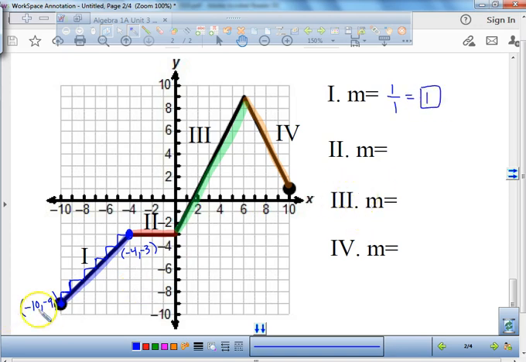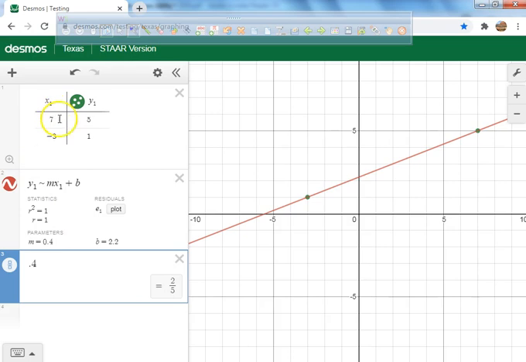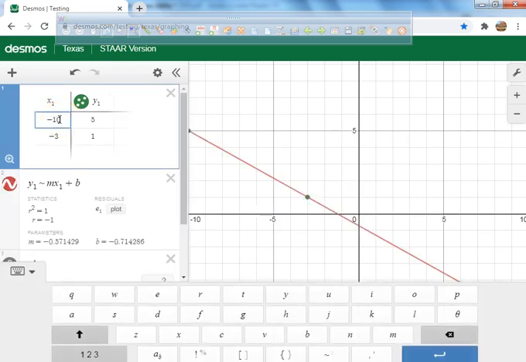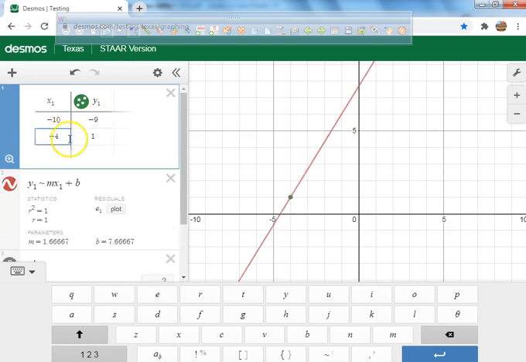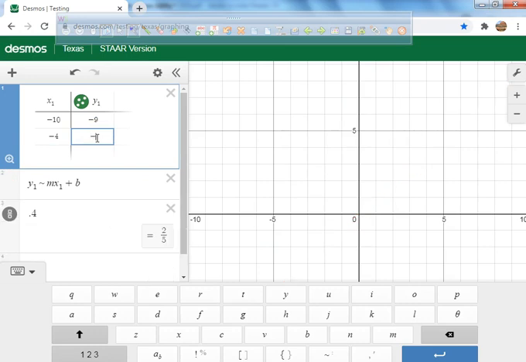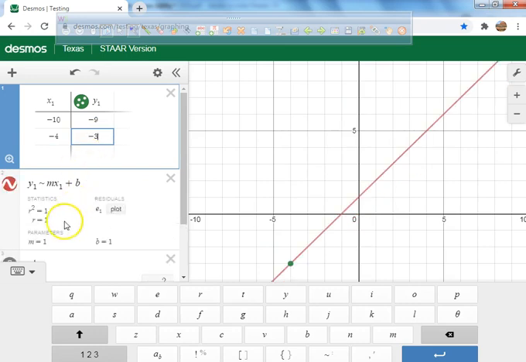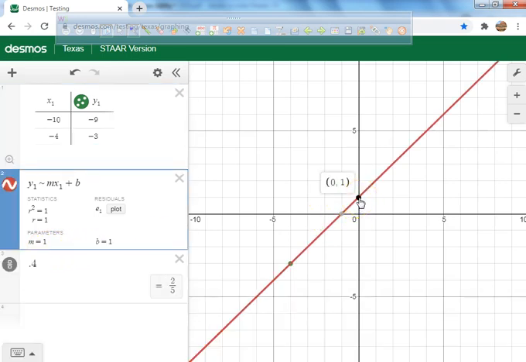Now, look at this point. Negative 10, negative 9, negative 4, negative 3. Watch what happens when I just type it in. Ready? Negative 10, negative 9, negative 4, and what was it? Negative 3. What does it tell us our slope is? 1. Now, what does the B value represent? That represents the Y intercept, but our slope is 1.